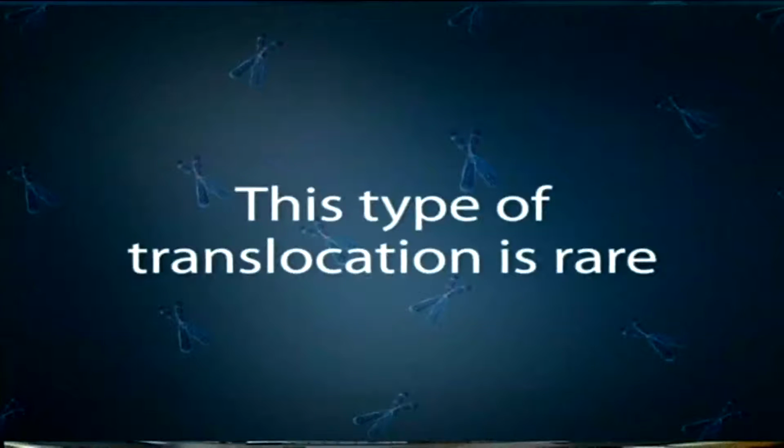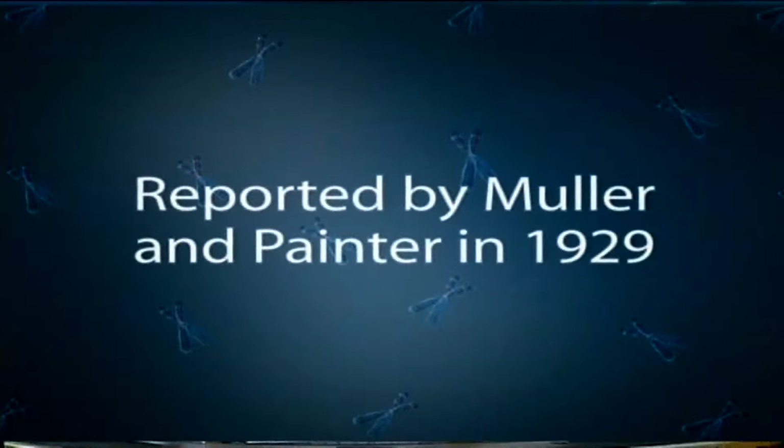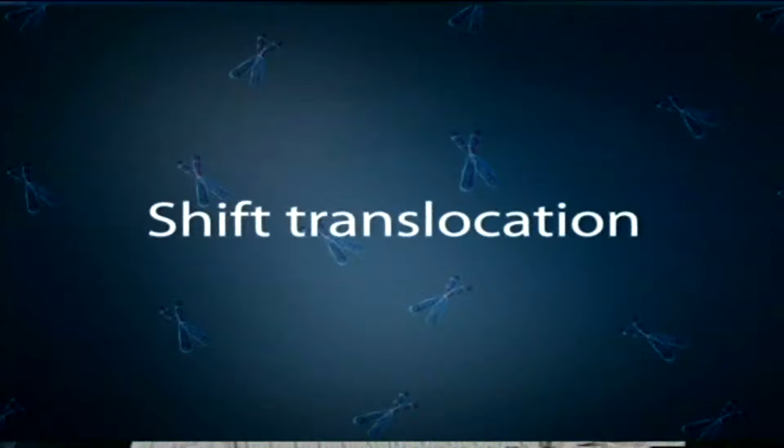will not allow fusion of this chromosomal segment because the other chromosome carries a telomere, and moreover the chromosome in which the break has occurred will be left with a non-telomeric end, so that this chromosome will become unstable. Hence it is believed that this type of translocation hardly exists in nature, although it has been reported by Muller and Painter in 1929. We have another type of translocation known as shift or intercalary translocation.